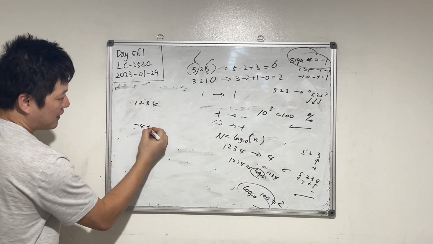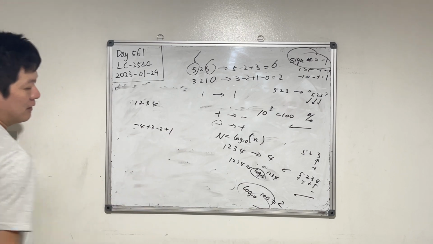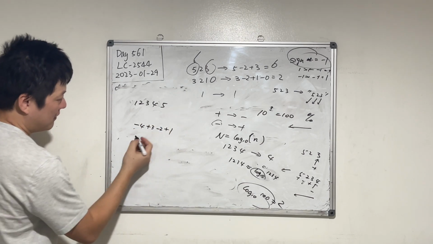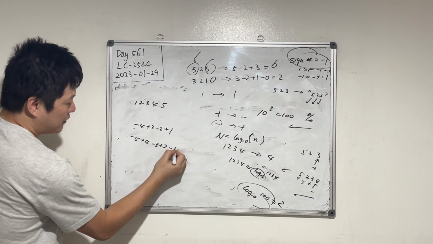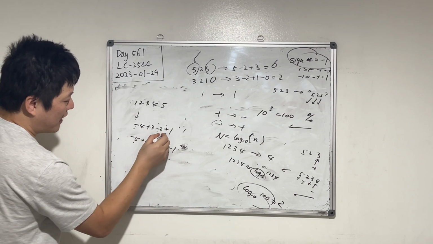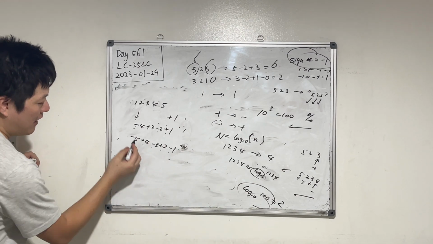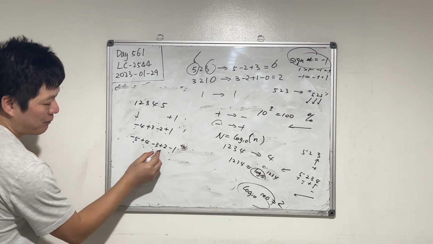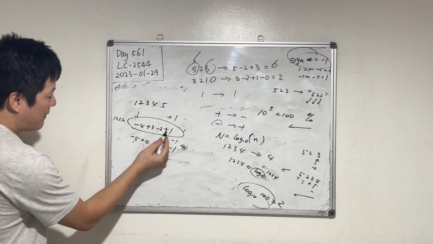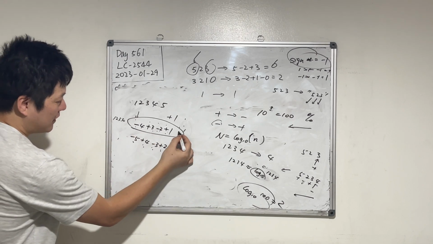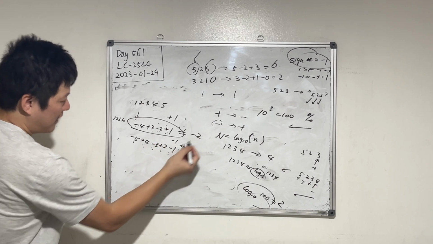Minus 4, plus 3, minus 2, plus 1. And if I add another digit: minus 5, plus 4, minus 3, plus 2, minus 1. Minus 1, plus 1, minus 1, plus 1, and the last one, minus 1, plus 1, minus 1, plus 1, minus 1. This is 1, 2, 3, 4. The answer should be 1 minus 2 plus 3 minus 4, which equals minus 2. Okay, this is the answer.